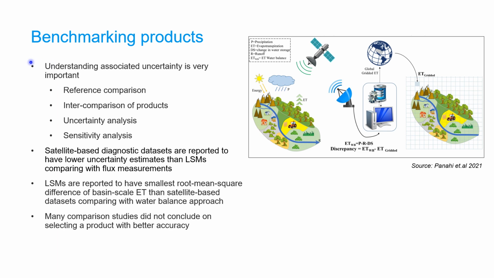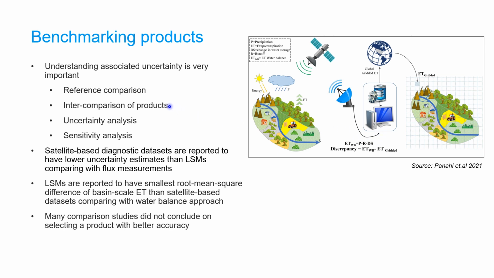It's very important to know the uncertainty associated with each product to make a selection for a particular application. However, it is not easy to evaluate them due to sparsely available field measurements. In general, there are 4 approaches being implemented in the literature to evaluate these products. Reference comparison is where the data product is compared with flux measurements or ET computed from a water balance approach as shown in this figure.